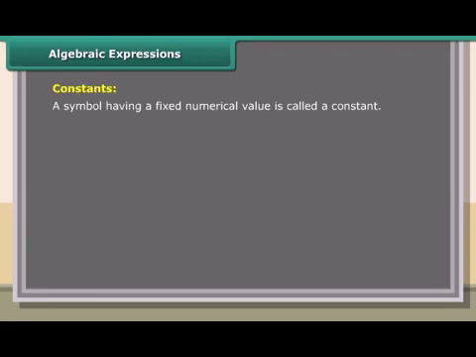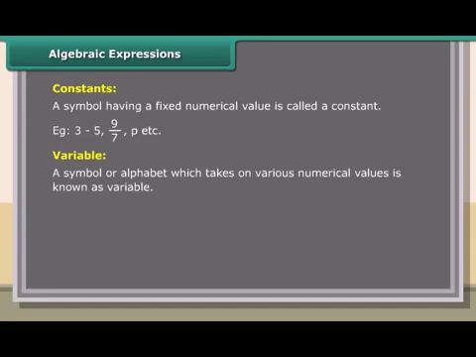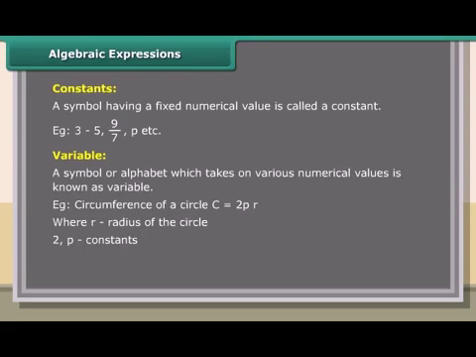Algebraic expressions. Constants. A symbol having a fixed numerical value is called a constant. Example, 3, minus 5, 9 upon 7, pi, etc. Variable. A symbol or alphabet which takes on various numerical values is known as a variable. Example, circumference of a circle C is equal to 2πr, where r is the radius of the circle. 2π is constant, C and r are variables.